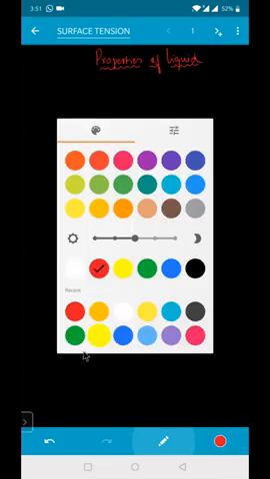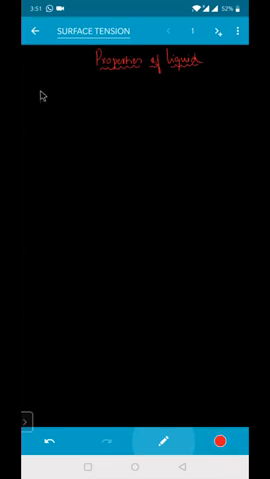Start with surface tension. That is properties of liquids. Properties of liquids. First one is surface tension.